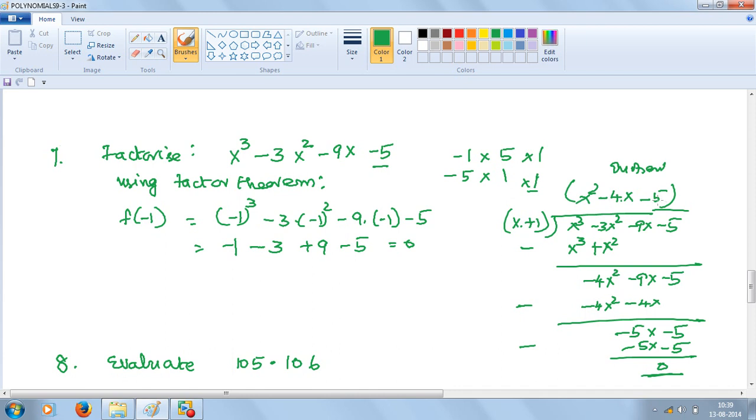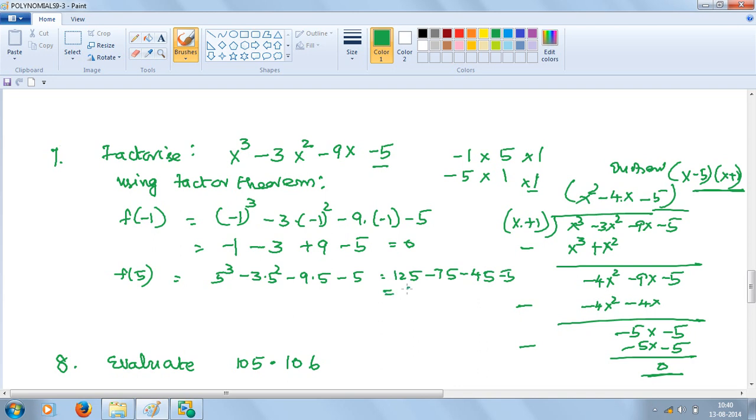This is easy to do. So this we can write as x minus 5 multiplied by x plus 1. So we'll confirm it now. What is f of 5? You try. f of 5 is equal to, this is our guess, 5 cube minus 3 multiplied by 5 square minus 9 multiplied by 5 minus 5. So 5 cube is 125. 5 squared is 25 multiplied by 3 is minus 75. 9 multiplied by 5 is minus 45, minus 5. 125 minus 125 is equal to 0.